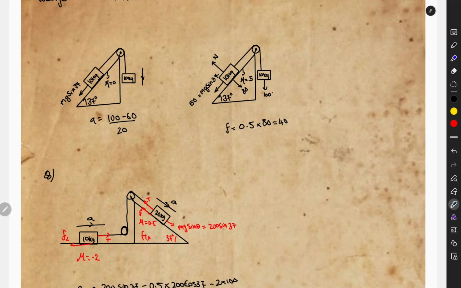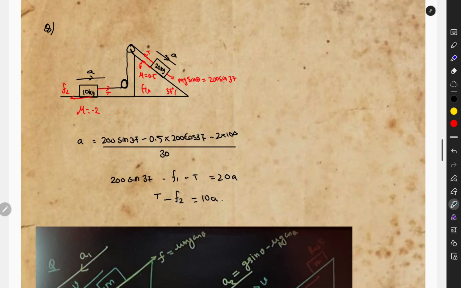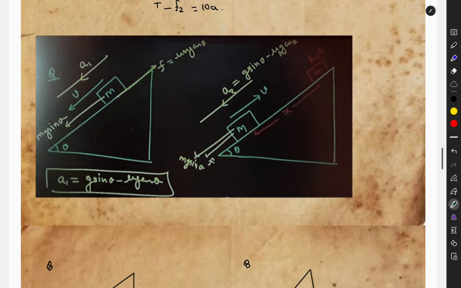If the surface has a coefficient of 0.5, you just multiply 0.5 by the normal force. Normal force is simply mg cos 37, which in this case is 80. So you can get the friction value which will be acting on this side as 40 newton. Try to do this at home. This is an easy question.